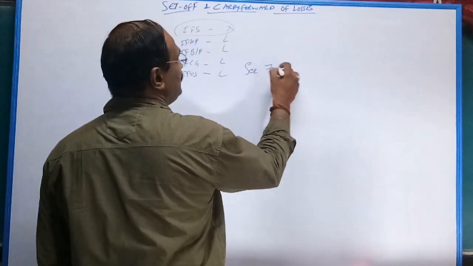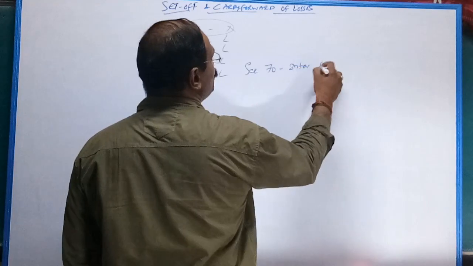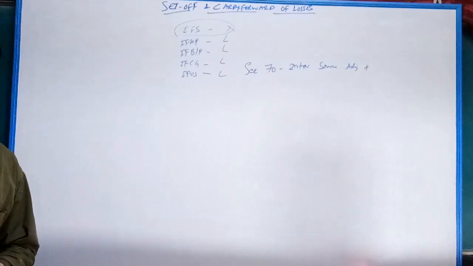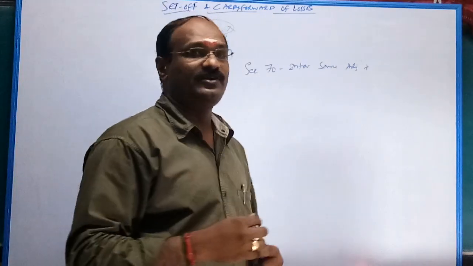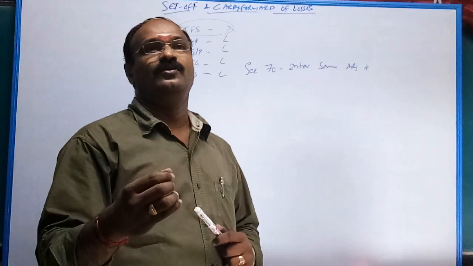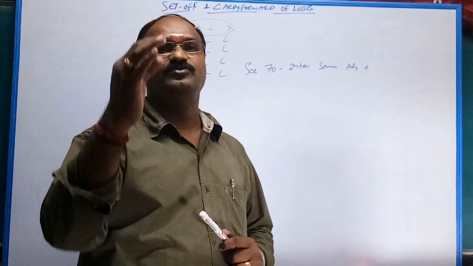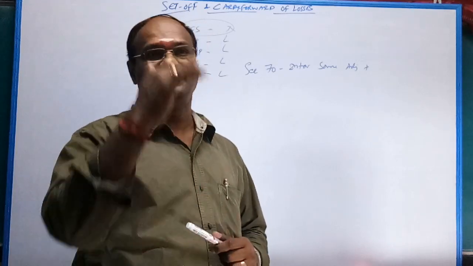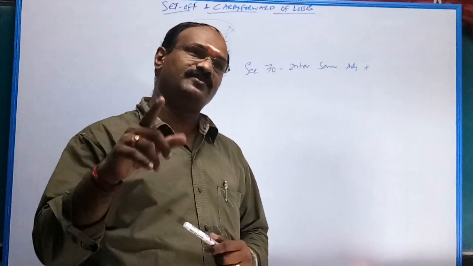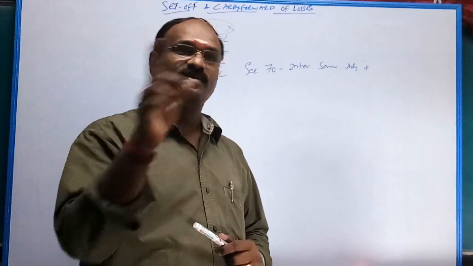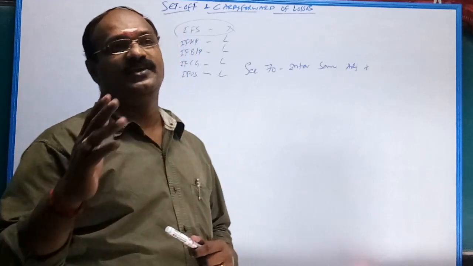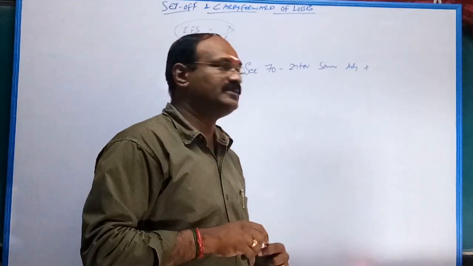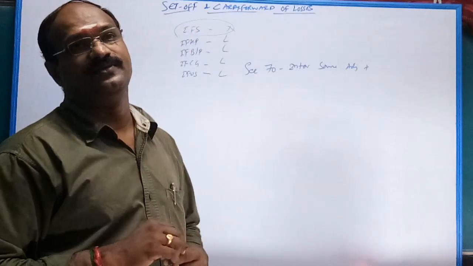Section 70 is nothing but inter-source adjustment. What is inter-source adjustment? In short, it is nothing but a loss, for example house property loss, being set off against house property income only. That is, set off against the same head of income. Business loss against business profit, capital gain loss against capital gain income, other source loss against other source income. That is inter-source adjustment.